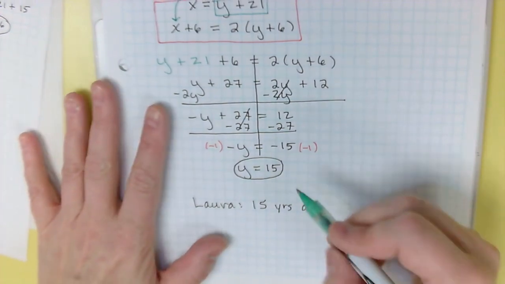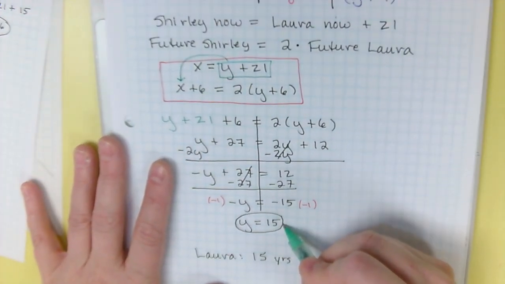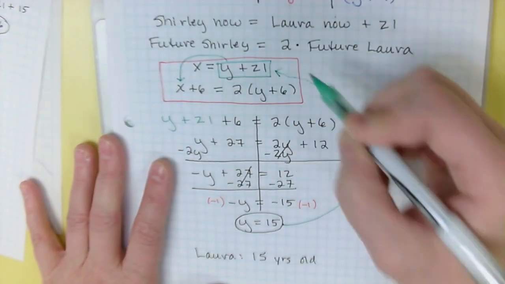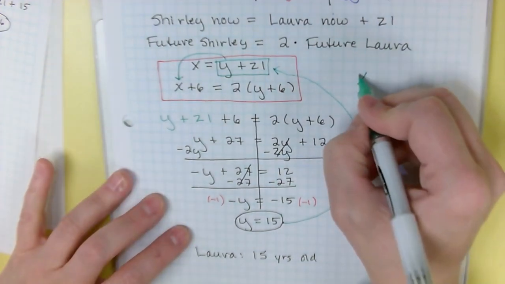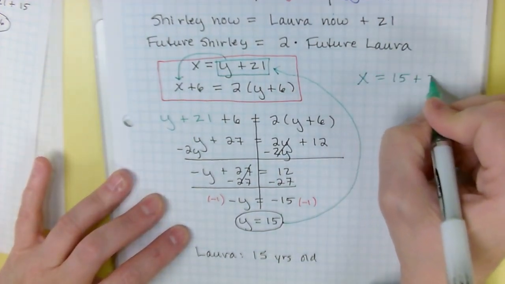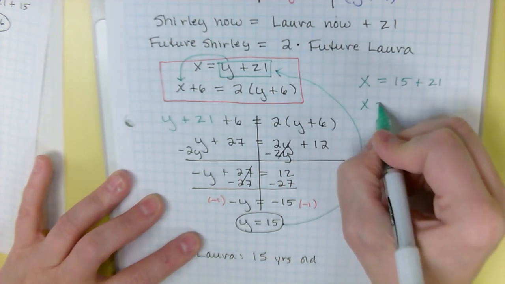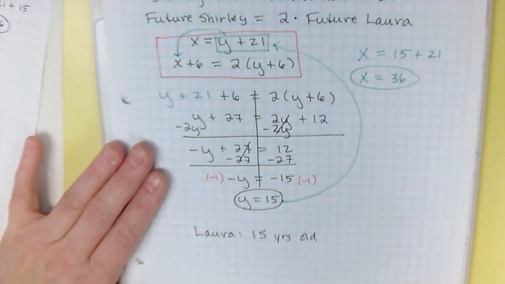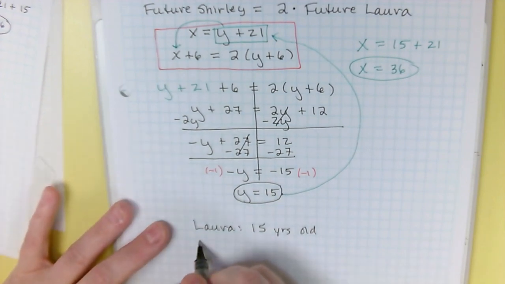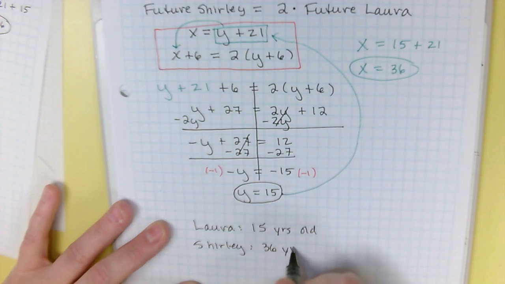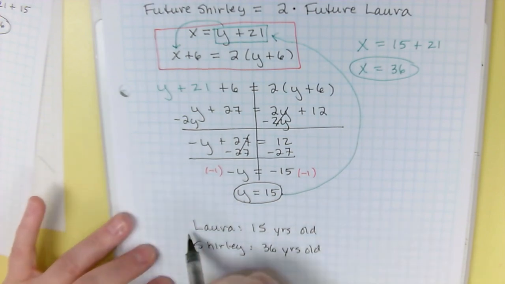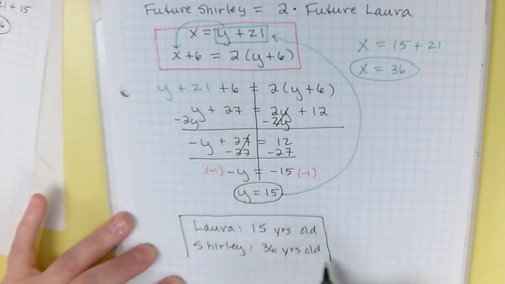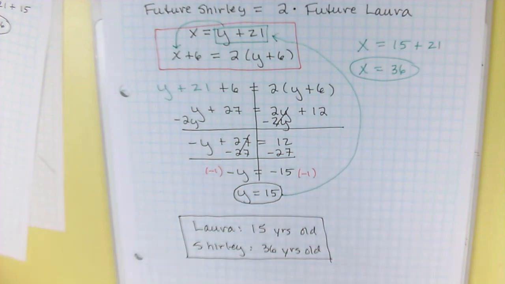So this is substitution. So take what you got, substitute it back into the first equation. We get x equals 15 plus 21, which is 36. So Shirley is 36 years old. And you always want to answer the question in terms of what's being asked. You always want to say what x and y are and use your good units.